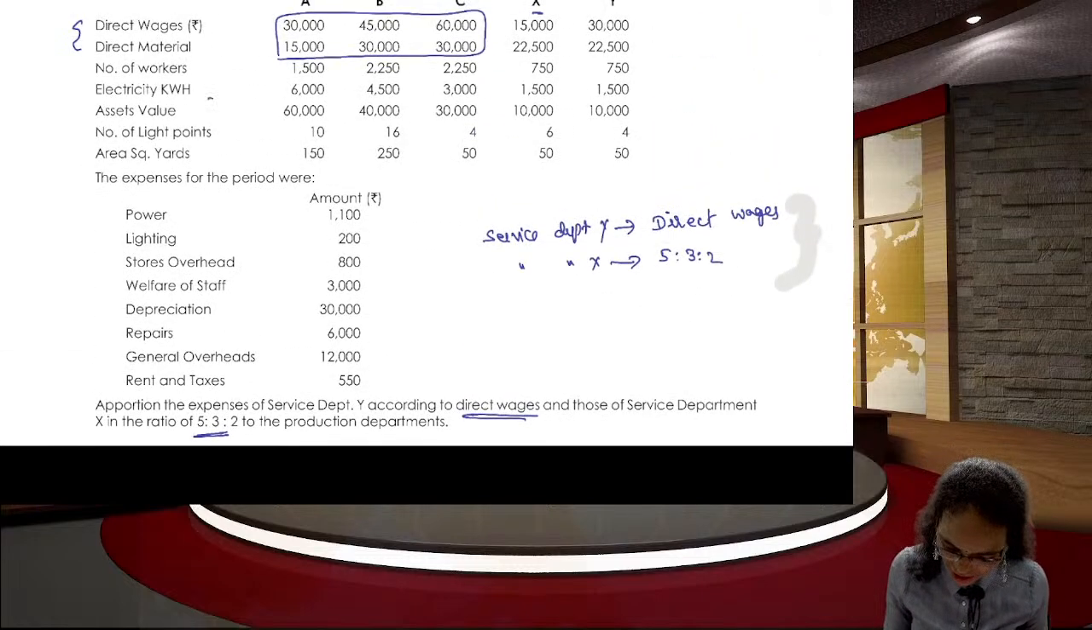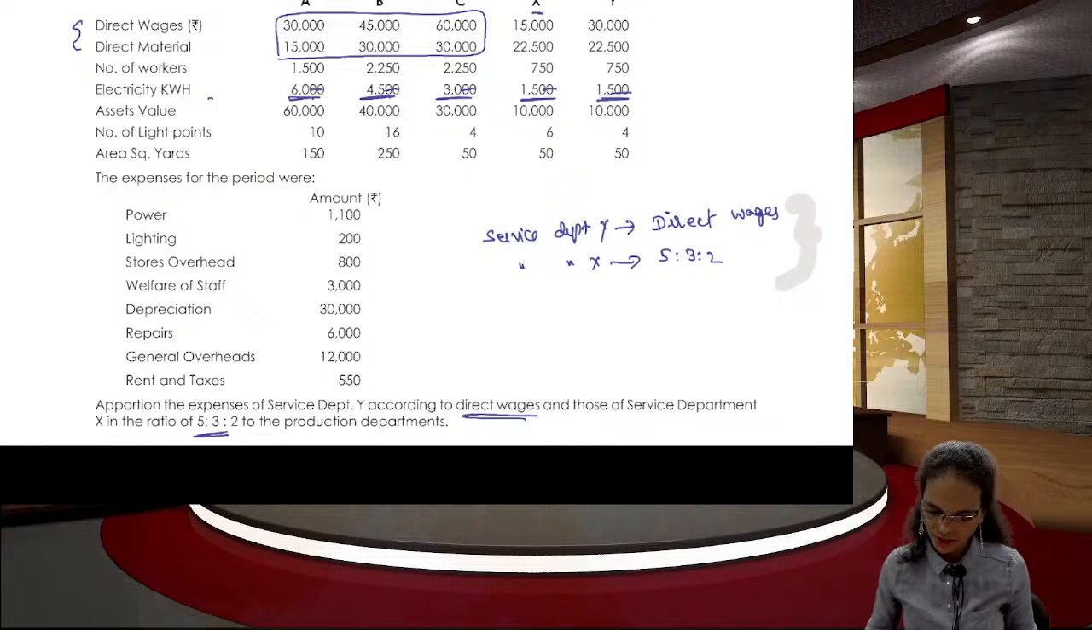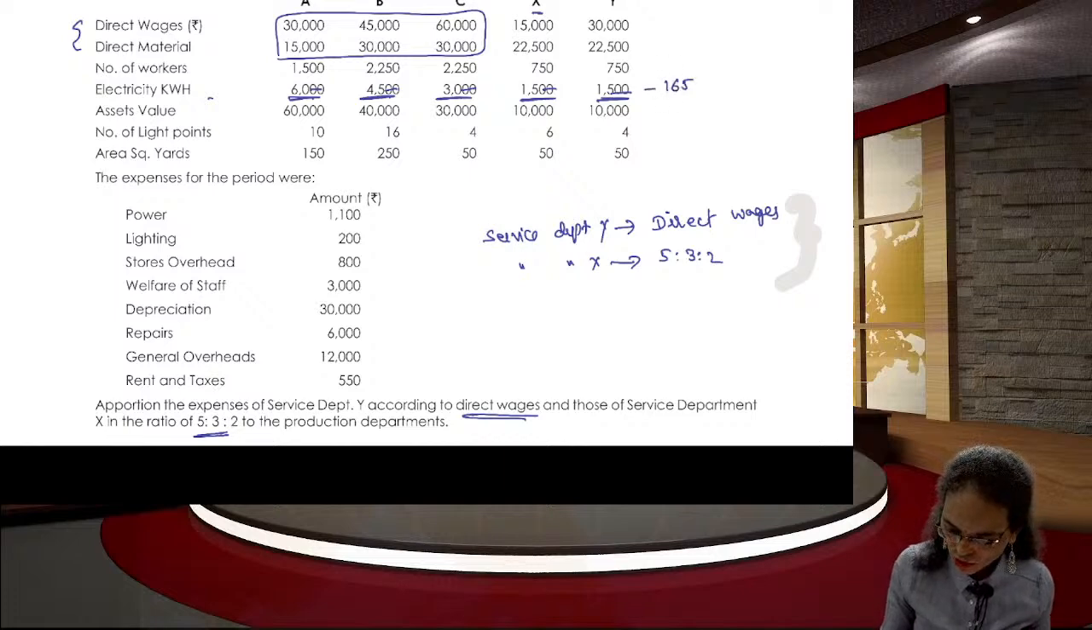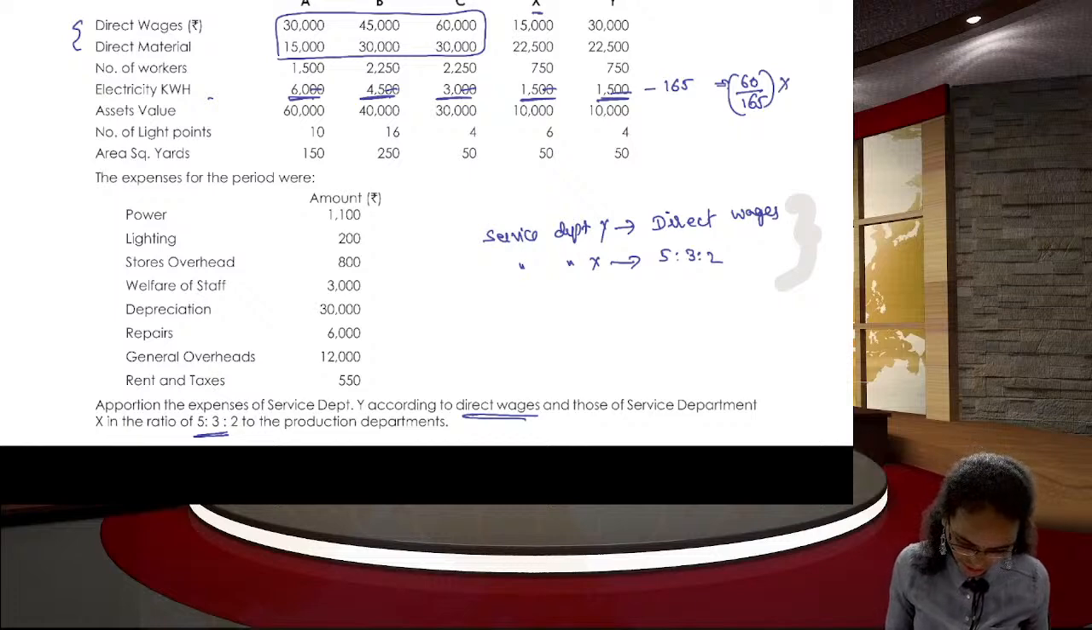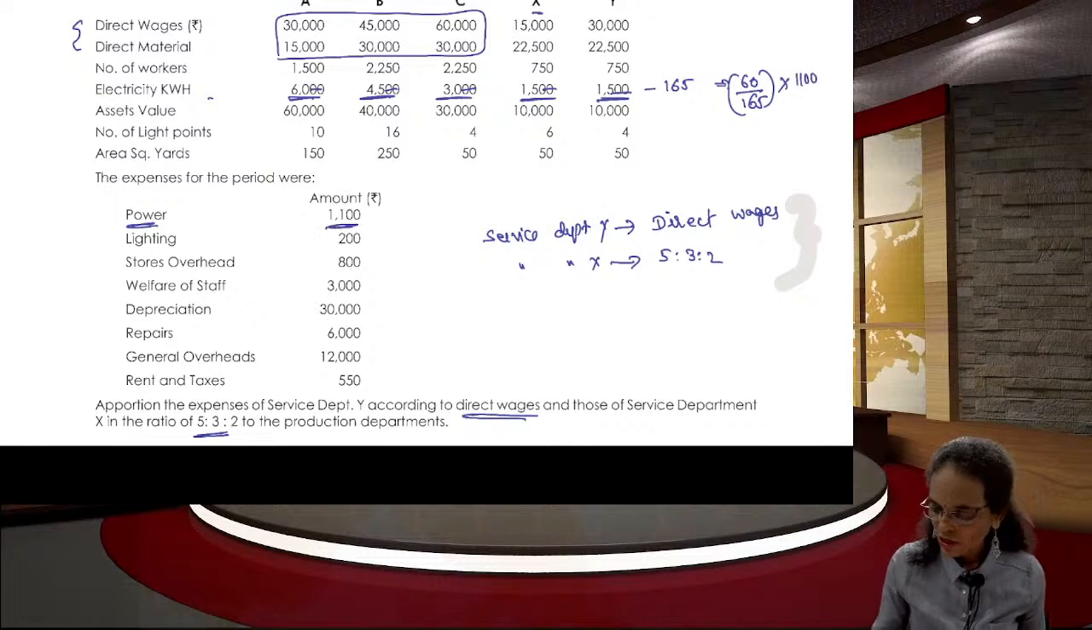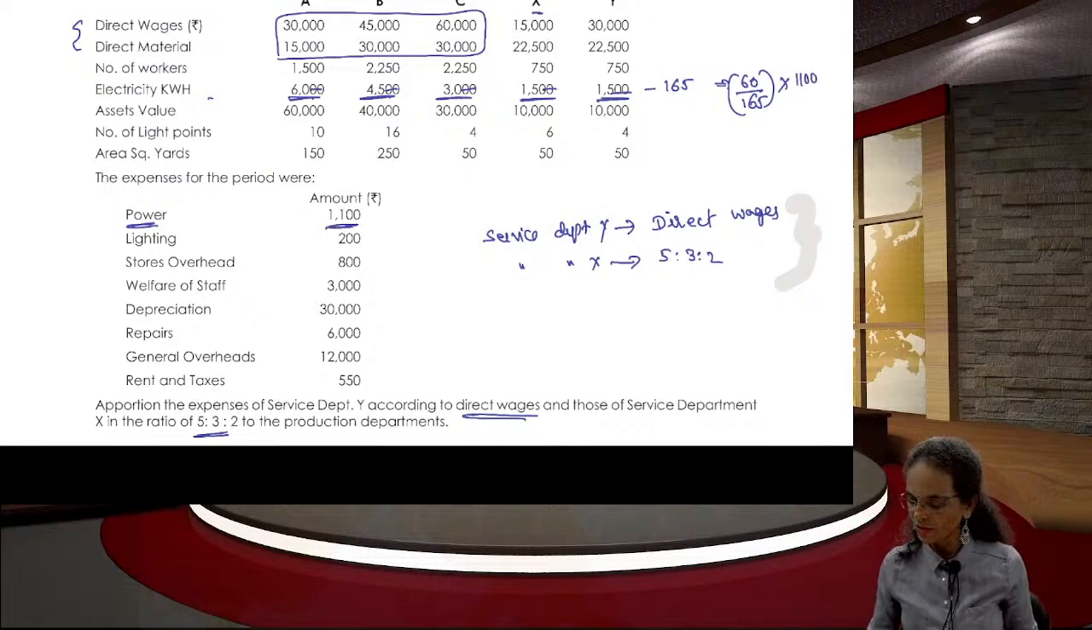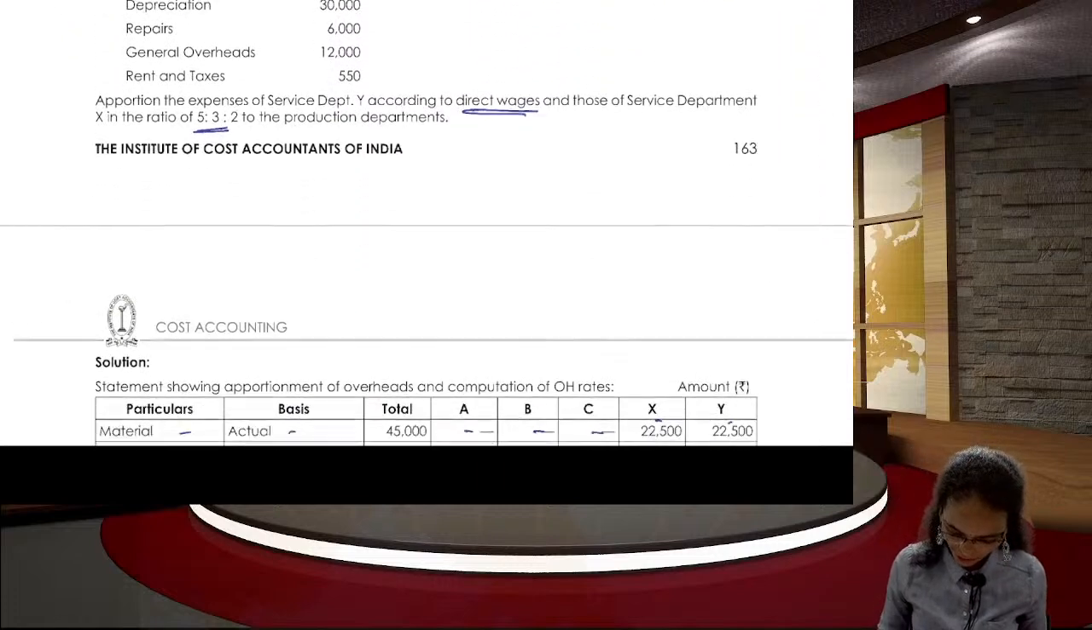See, kilowatt hours: 6,000, 4,500, 3,000, 1,500 and 1,500. You remove 2 zeros, so you will get 60 plus 45 plus 30 plus 15 plus 15. The total is 165. So how to segregate, how to allocate? 60 divided by 165 into what is the power cost? Power cost is 1100. So 60 divided by 165 into 1100, that is nothing but 400 rupees.